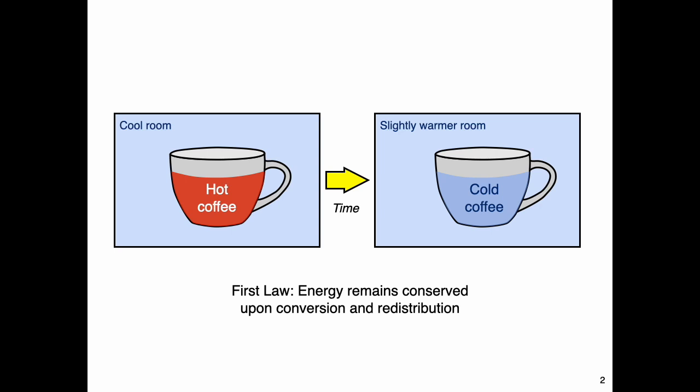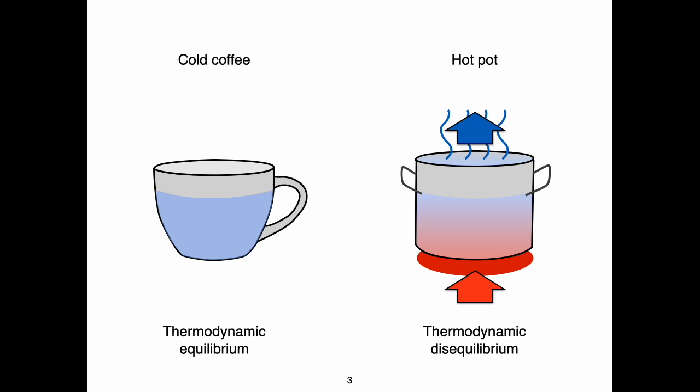Now, this direction, that the temperature difference between the hot coffee and the cool room is being depleted, is an expression of the second law of thermodynamics, and that says that entropy increases, which basically means that the temperature differences are being depleted. And with this cold coffee, then actually we have a state that is called thermodynamic equilibrium. This is shown here on the left. It's actually a pretty boring state.